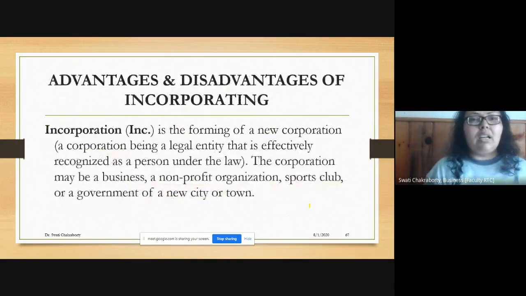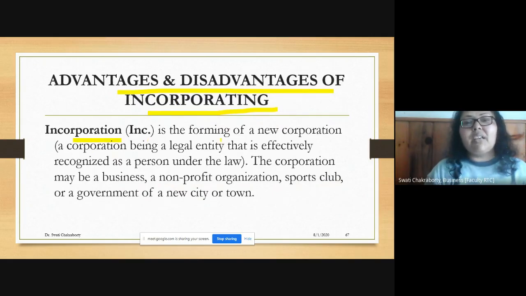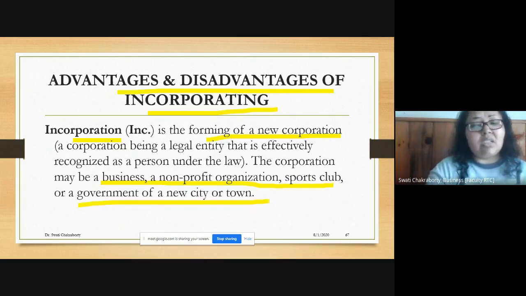So let's go into a little more of the advantages and disadvantages of incorporation. Incorporation, as we say, is the formation of a new corporation. Now, this corporation can be a business, a non-profit organization, a sports club, or the government of a new city or town, anything, right?